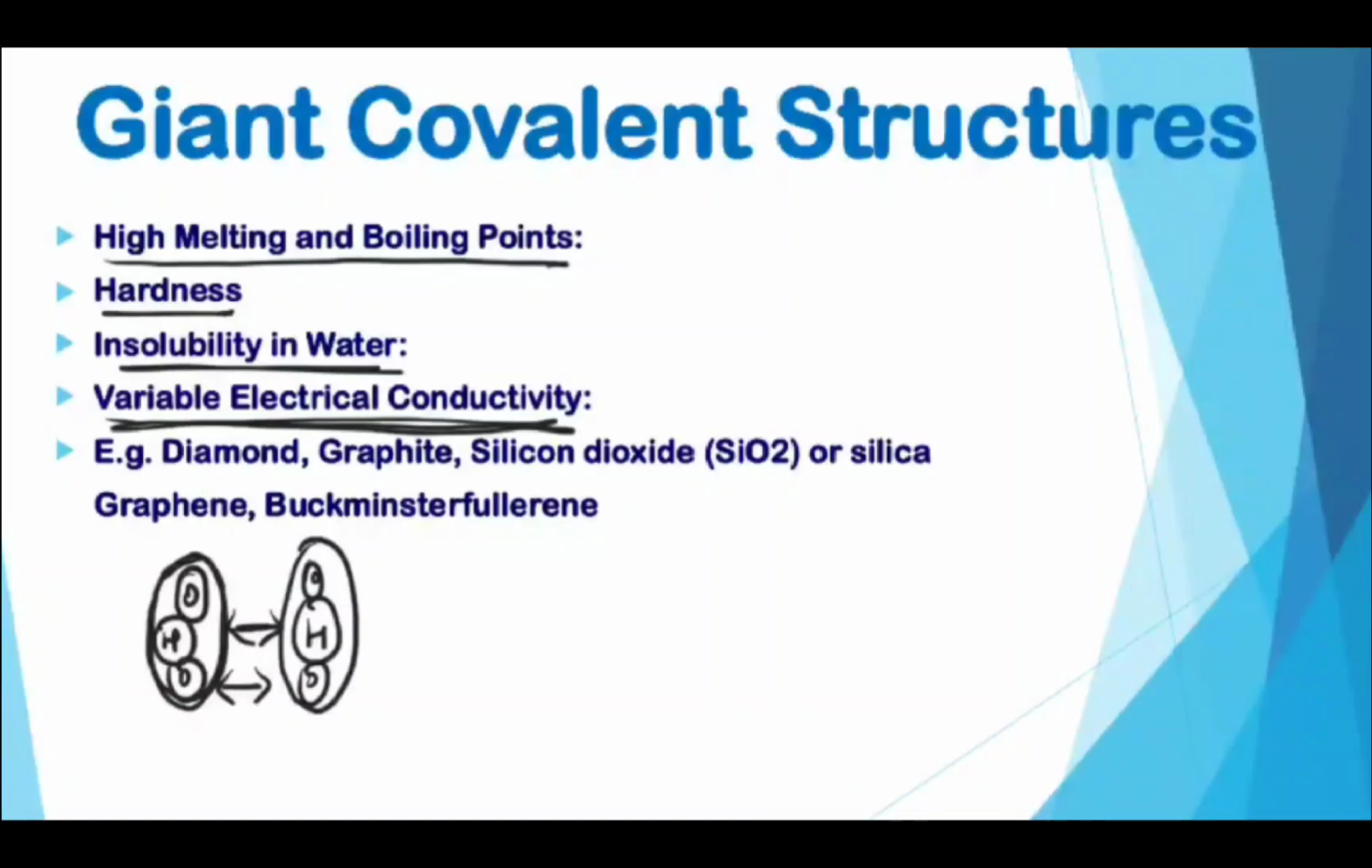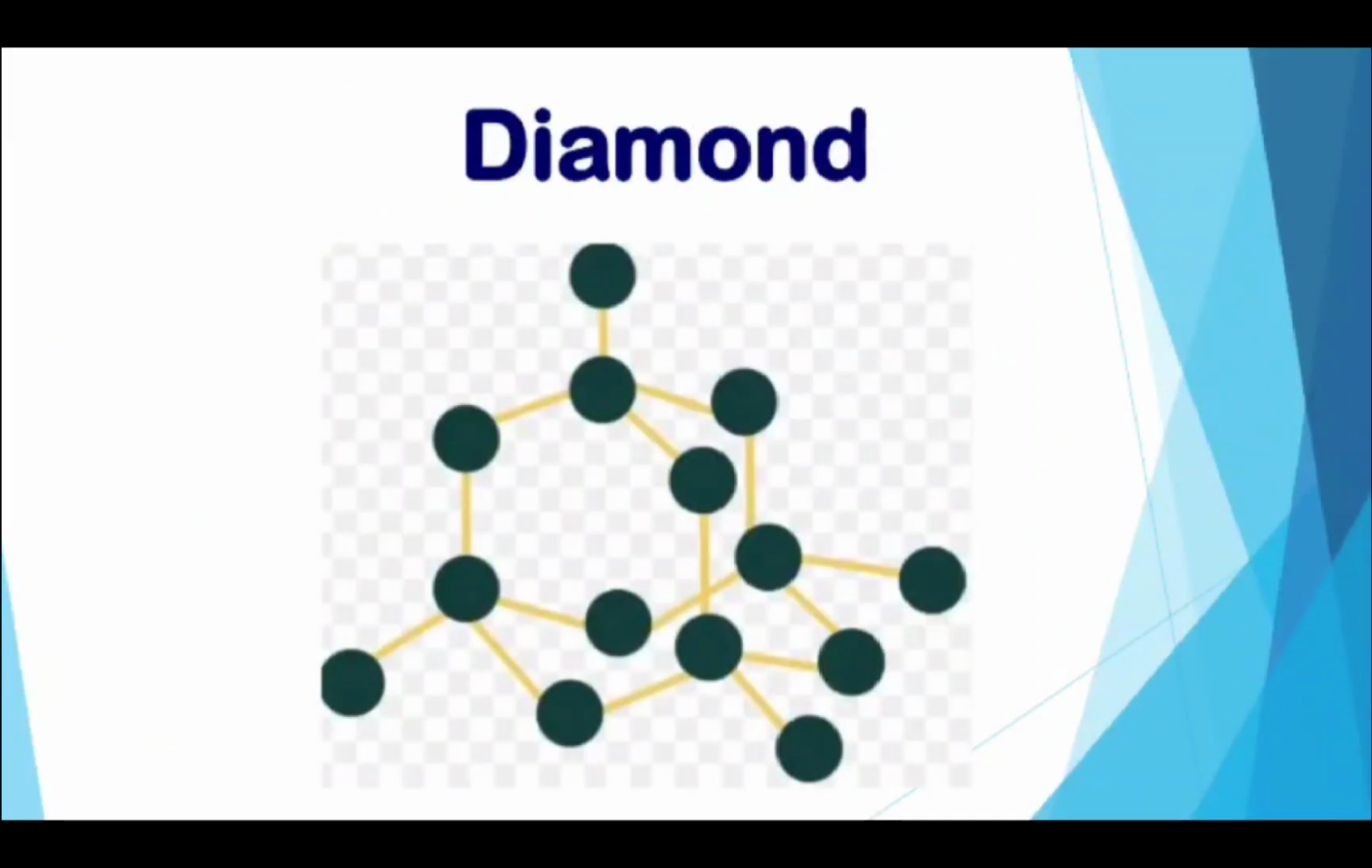Some examples of giant covalent structures, as I stated, are diamond, graphite, silicon dioxide or silica, graphene, Buckminsterfullerene, quite a few of them. Today we shall just look at diamond and graphite. Diamond and graphite are giant structures of carbon.